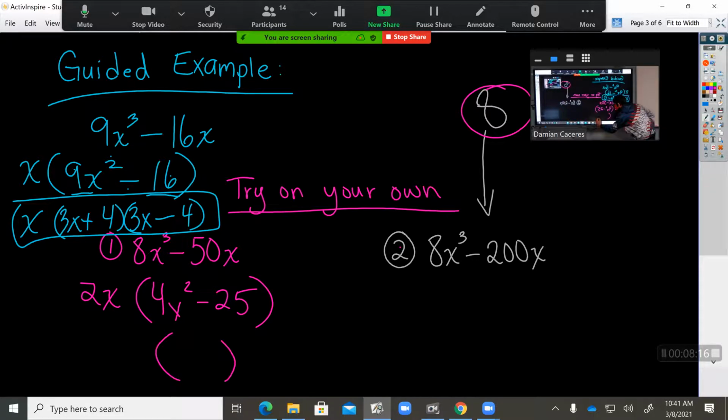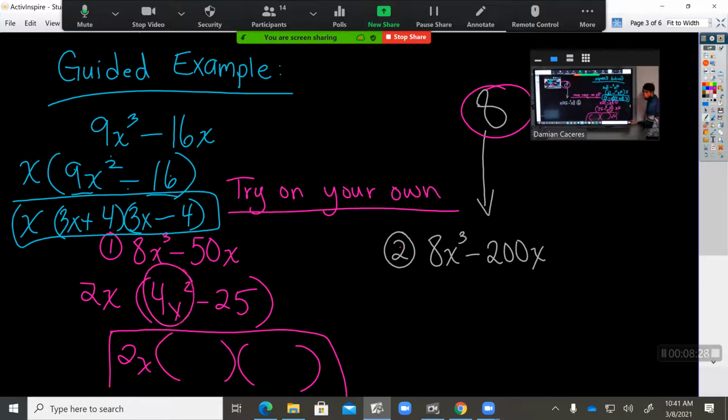Now we're ready to put our answer. Put two parentheses. Don't forget to bring down your 2x next to it. Now let's write our answer right here. Break down the first and the last number. The first number is 4x squared, which is 2x times 2x. 25 is 5 times 5. So we're going to put a 5 on both sides. And now, difference of squares have different signs, so you just make the signs different.